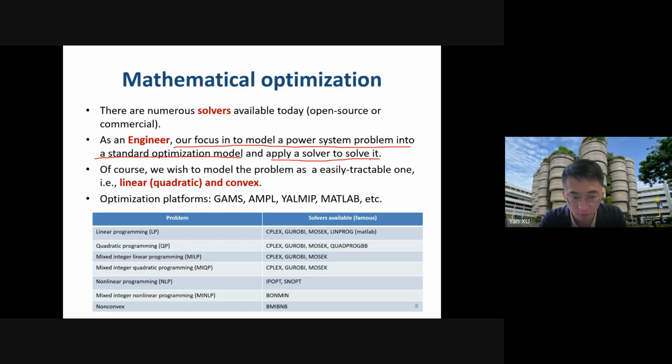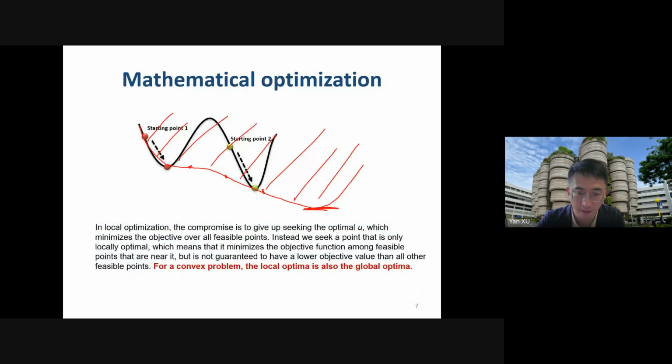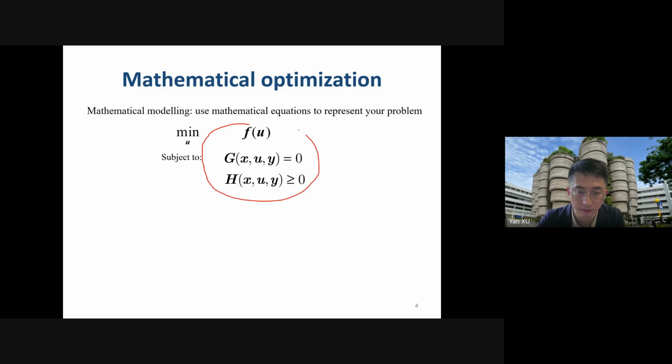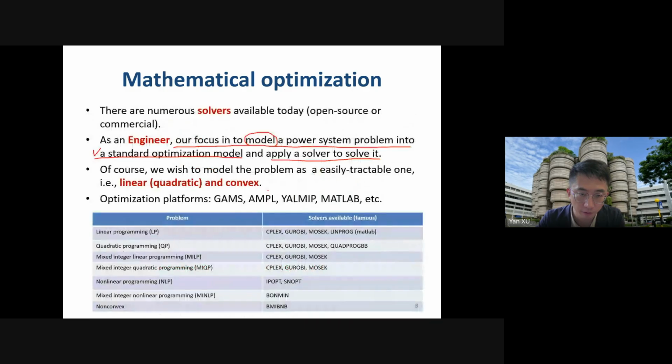Okay, so my point is, as a power engineer, we may not be strong enough in mathematics compared with mathematicians, but we can focus ourselves on problem modeling, for either an economic dispatch problem, microgrid operation problem, or even microgrid planning problem. We can try to model them into a standard optimization format, just like what we have shown here. This could be a standard format. And as long as we formulate it, we can apply the existing solvers available in the market to solve it.